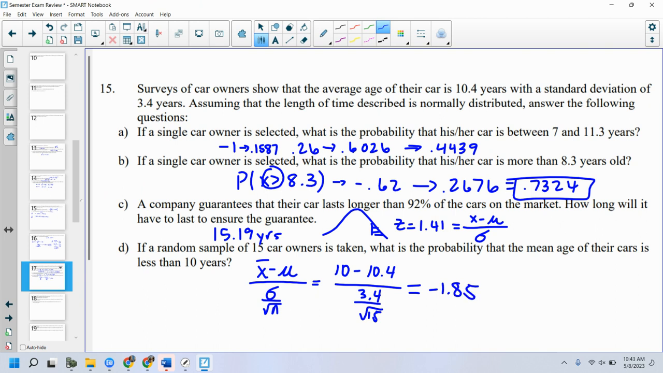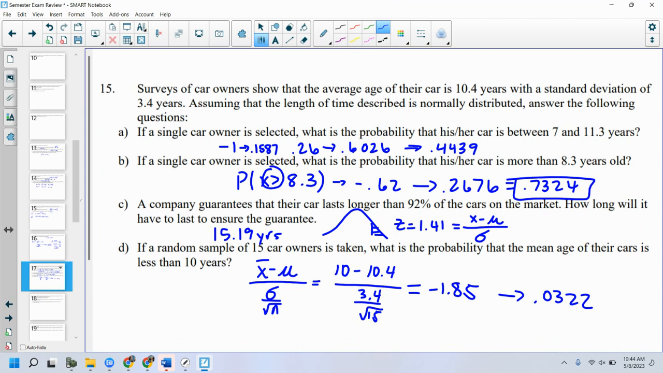Now, I go to my z-score table, negative 1.85 is 0.0322. Do I need to take one minus? No, because I say less than. Right, so about a 3.2% chance that their mean comes out to be less than 10 years old.